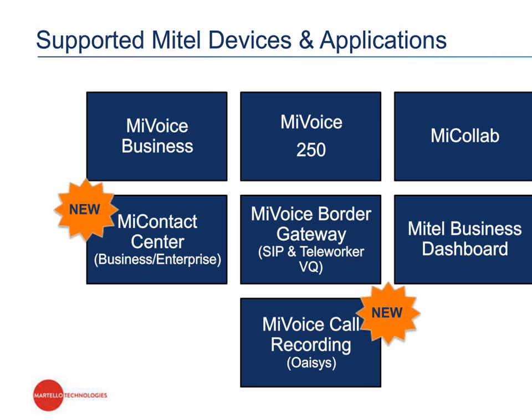The border gateway. So this is actually an interesting device for us because we can capture SIP trunk information as well as the teleworker voice quality by monitoring the border gateway. And what goes along with that is actually the secure call recorder. Sometimes, because of bandwidth issues, calls bypass the secure call recorder and go directly to the PBX. Well, we have the ability to detect that and alert on it. And then at the bottom here, because of the acquisition as well, we've added support for the Oasis call recorder.